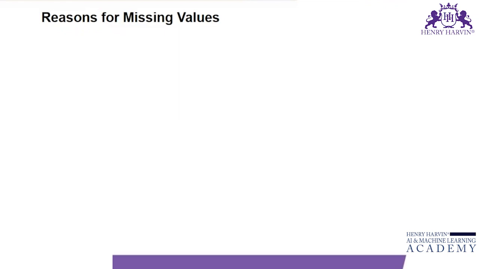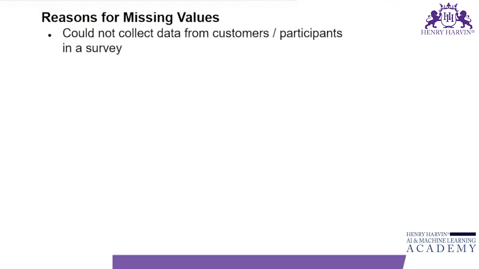There can be a lot of reasons your data set has a lot of missing values. Some of them can be that you were not able to collect data from customers or participants in a survey. Why can that happen? Say you created a form or a survey. What might have happened is you might not have made all the fields mandatory to be filled, and participants just skip that part. So those values become missing values.